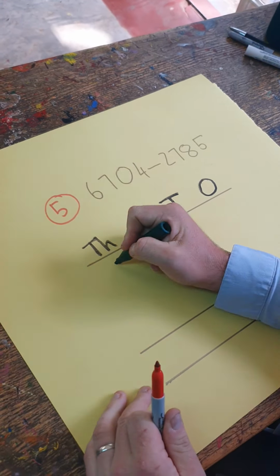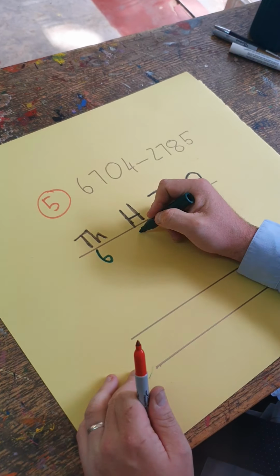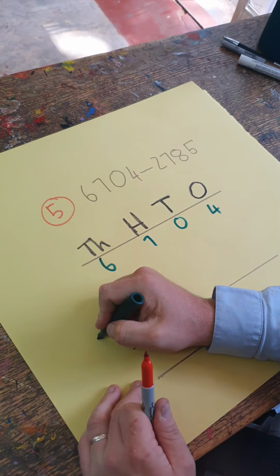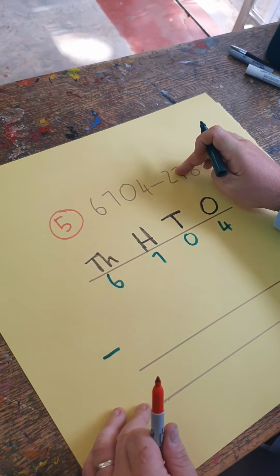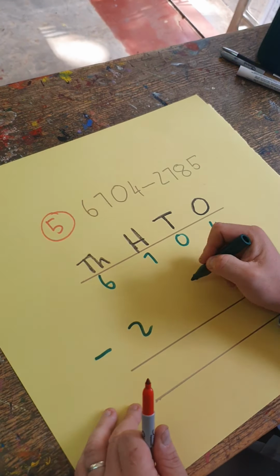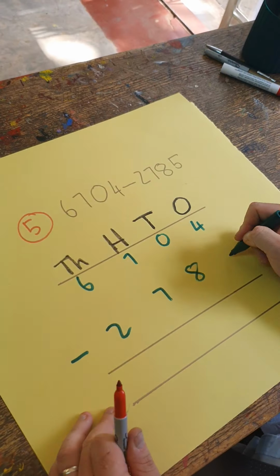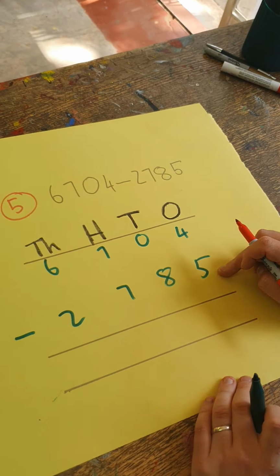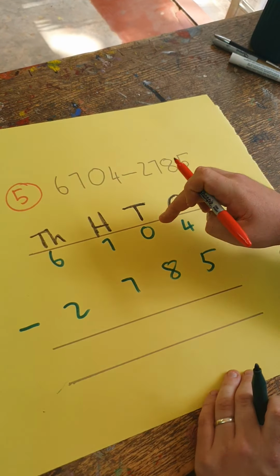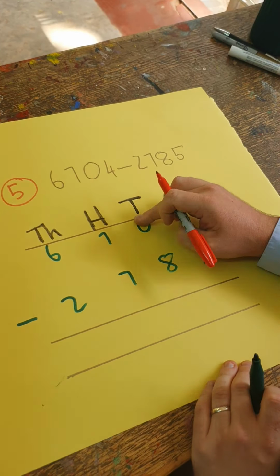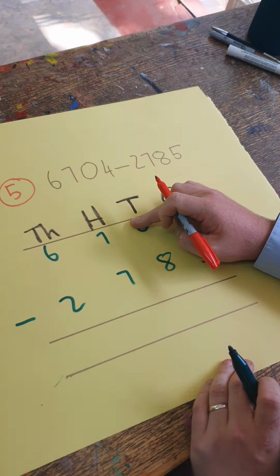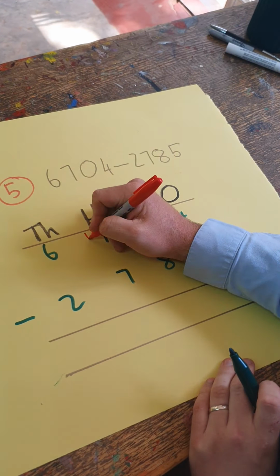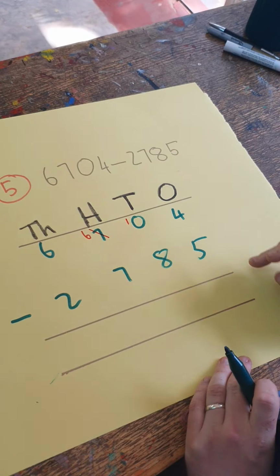And for this one, it gets a little bit trickier still because we've got that number in the middle, that's 0. So I'm going to set it out, 6,700 with my placeholder there, and 4, take away 2,785. Now, as before, 4 take away 5. We can't do that, so we need to steal from the next column, but there's nothing there. So what we do here is we move on to the next one. So we take that 7 and turn it into a 6, and that becomes 10.